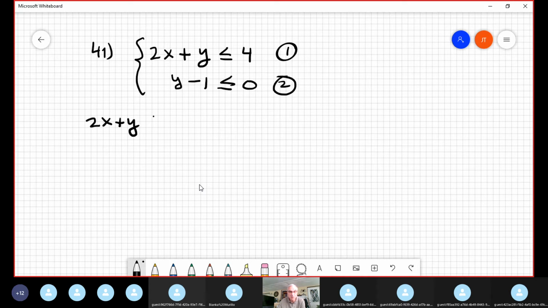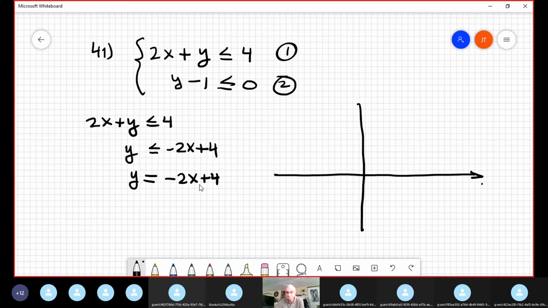2x plus y less than or equal to 4. Solve for y, always solve for y. y less than or equal to minus 2x plus 4. I temporarily convert it to an equation. And I discover that this line has the y-intercept at the point 4. 1, 2, 3, 4. (0,4) is that point. And the slope is negative 2. Therefore, it's 2 down and 1 to the right. And we connect these points by a solid line, because my inequality contains the equal sign. And what part do I shade? Above the line or below the line? Now remember, below.